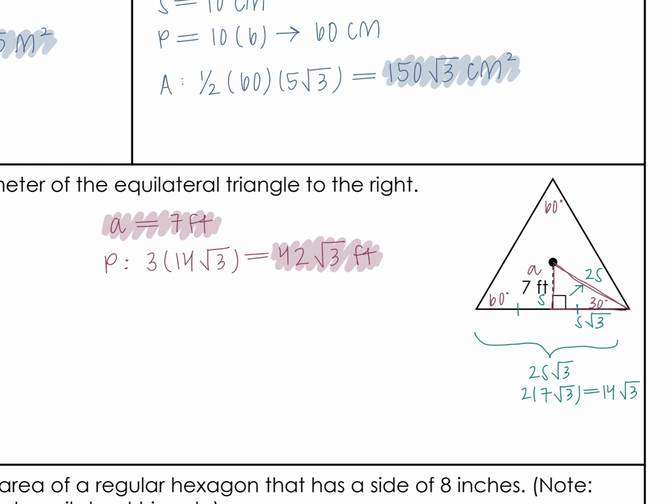Now that I have my apothem and my perimeter, I can plug in to find the area, which is going to be 1/2 my perimeter, 42 root 3, times my apothem of 7. Half of that 42 is going to give me 21 root 3. And when I multiply the 21 by 7, I should get 147 root 3 feet squared. Okay, and that's it for number 3.